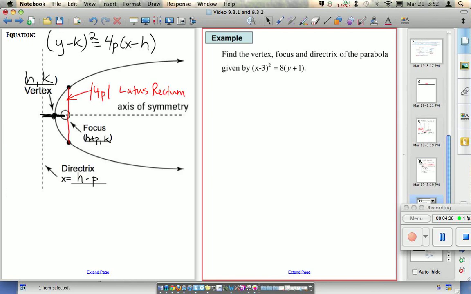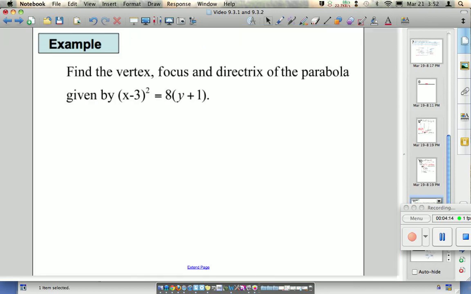Find the vertex, focus, and directrix of the parabola given by (x minus h) squared equals 8(y plus 1). The good news is this is almost written in standard form. Remember the standard form is, so I see x is coming first, the standard form is the following.